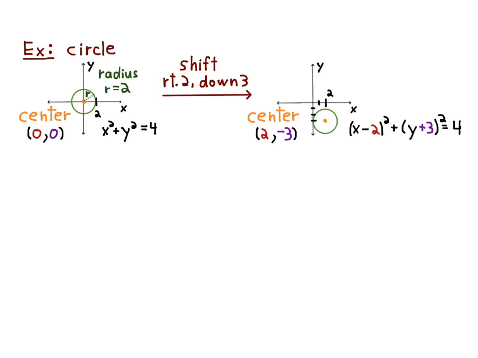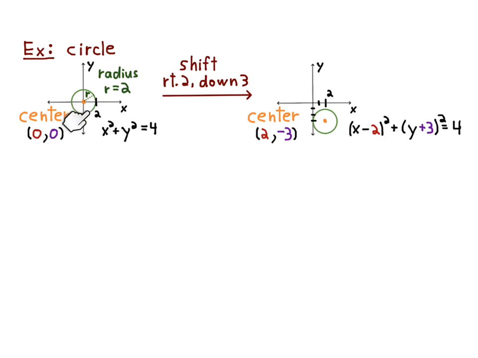Notice that if you take the numbers in the center and plug them in, you'll get 0 in the parentheses for both. See? 2 minus 2 is 0. Plugging negative 3 in for y, negative 3 plus 3 is 0. So what's happening is that when you plug these in, the number you get is going to be the numbers that you had originally here.